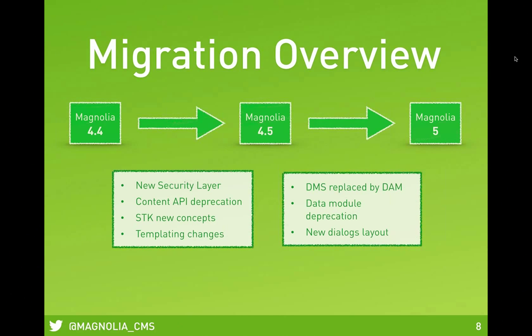So first, a migration overview. As you can see in that slide, the migration process can be split into two distinct processes. The first one, a migration from Magnolia 4.4 to 4.5, and the second one from 4.5 to 5. Some features in Magnolia 4.5 and 5 will have an impact on your migration process. For instance, in Magnolia 4.5, the new security layer as well as the deprecation of the content API and some new concepts introduced in the SDK and the templating engine will have an impact on your migration. In Magnolia 5, the replacement of the DMS by the DAM, as well as the data module deprecation and the new layout of dialogs will have a clear impact on your migration.